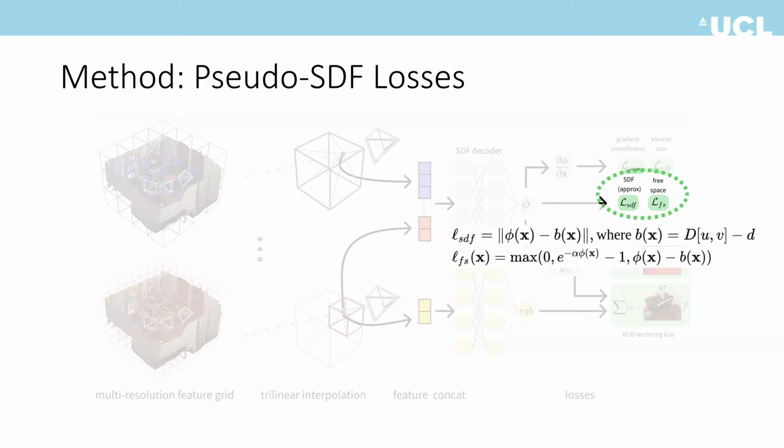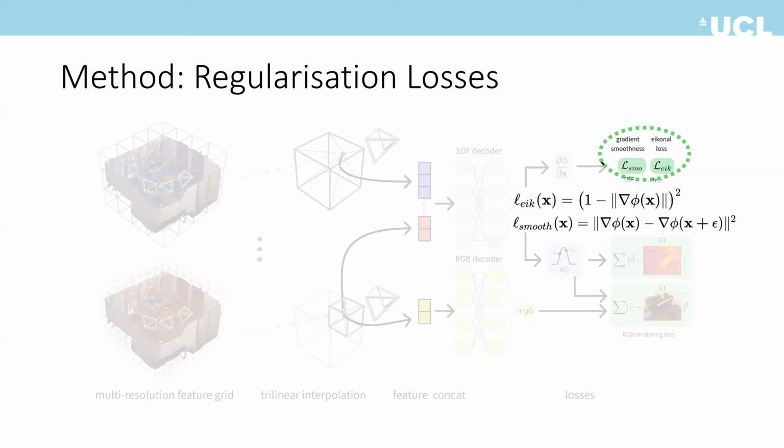For the points that are further away from the surface, we don't have too much information or too many constraints on their behavior. So we just apply a very huge exponential penalty to negative SDF values. And finally, we also have two regularization terms to improve the surface smoothness and also encourage the SDF predictions to be a valid distance field.